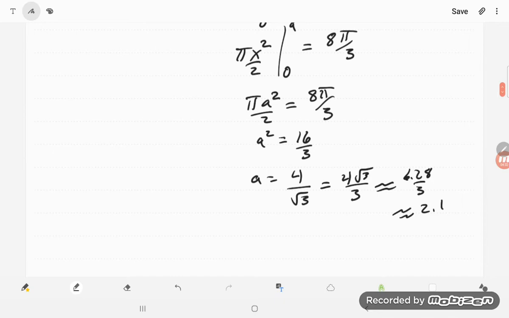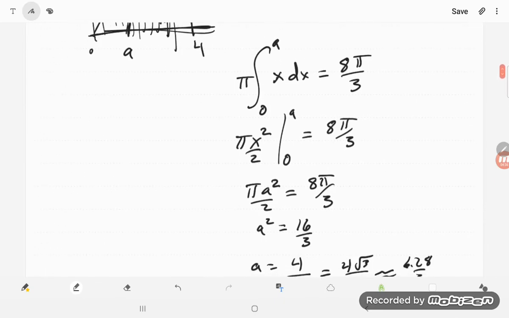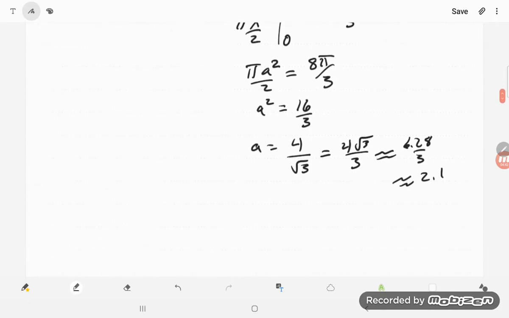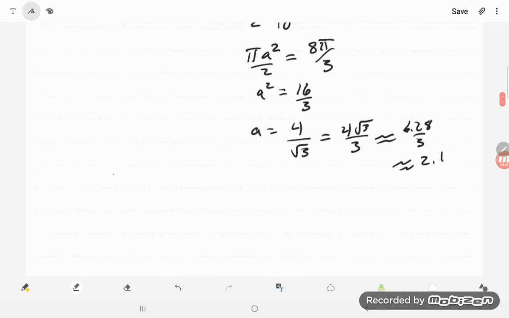Okay, so that's A. Now I need to find B. And I can go about B a couple different ways. I could either insist that the integral from my A, so 4 over the square root of 3, to B of pi x dx is equal to 8 pi over 3.